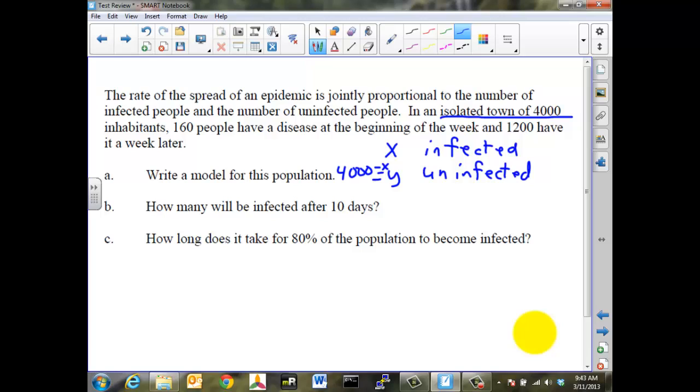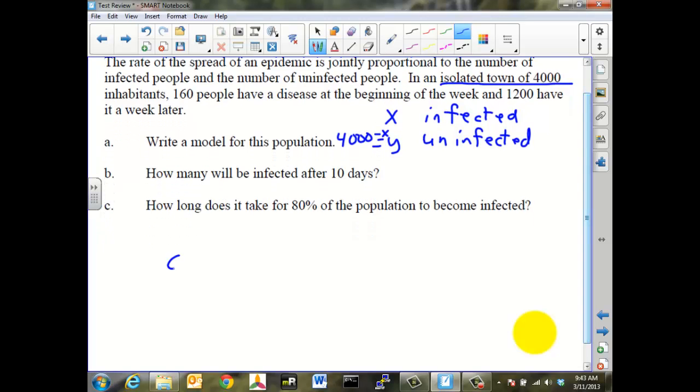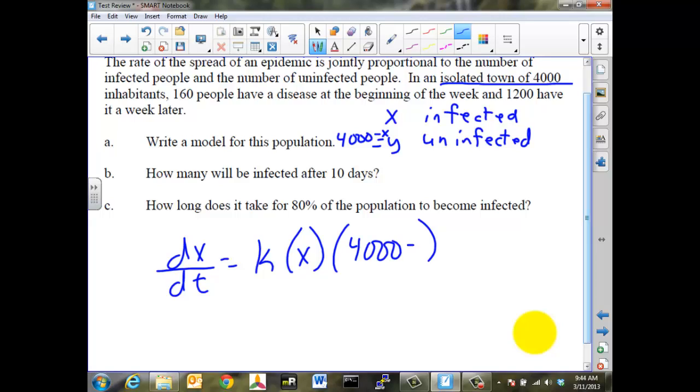So, how do we write the rate of spread of an epidemic? What could we say there? Maybe dx over dy? No, we're talking about time, aren't we? A week later. dx dt, the rate of spread, is jointly proportional to the number of infected people. How many people are infected? X. How many people are not infected? 4,000 minus X.